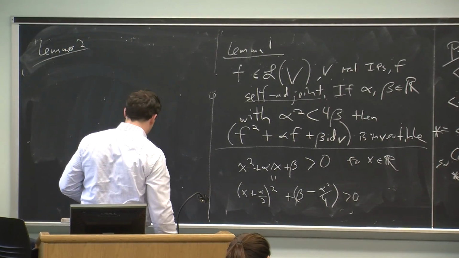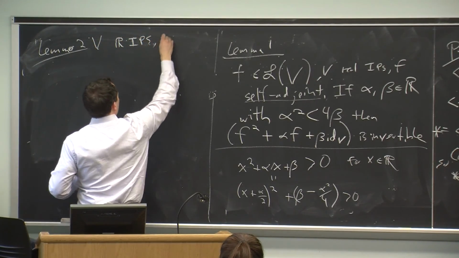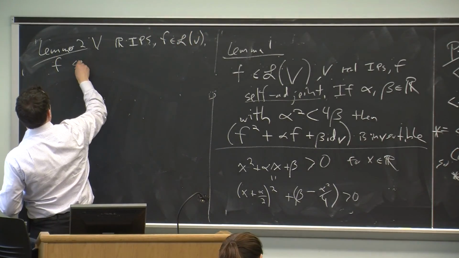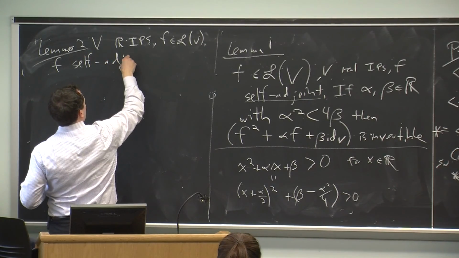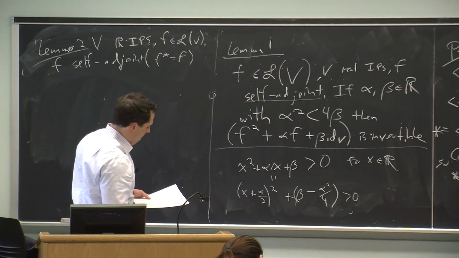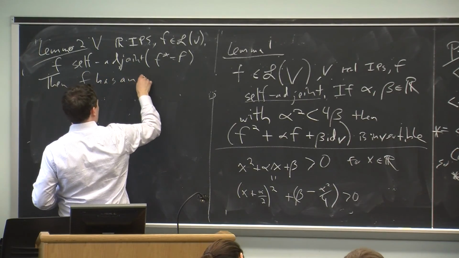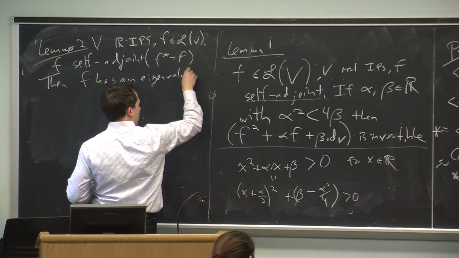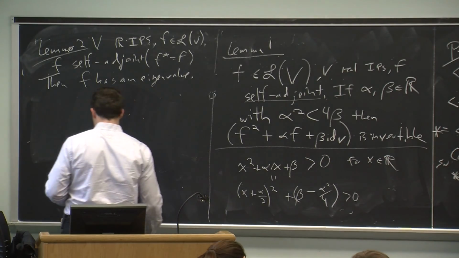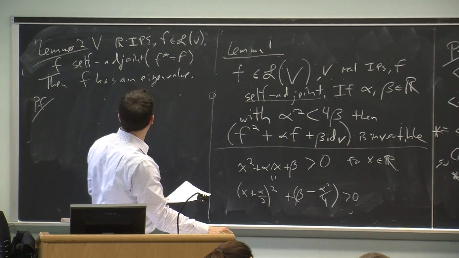So lemma 2. Let V be a real inner product space, F a linear operator on V, and F self-adjoint, meaning F star equals F. Then F has an eigenvalue, and so an eigenvector as well. Really, it's the eigenvector that we want to use. So with the inner product, we can say when an eigenvector has to exist.